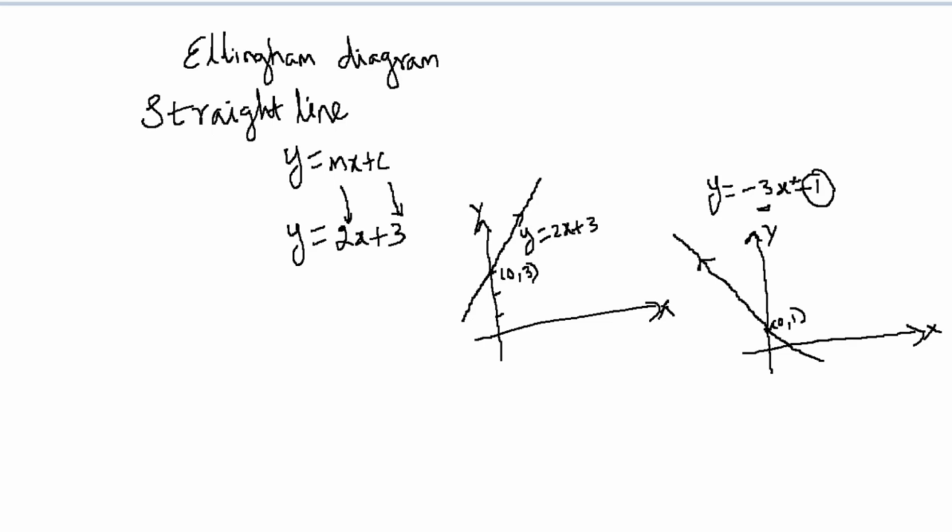A straight line can be written in many forms. Now we have taken only the y equals mx plus c form. The straight line can also be written in another form, x by a plus y by b equals 1, where a is the x-intercept and b is the y-intercept. The x-intercept is the point where the line cuts the x-axis, and the y-intercept is the point where the line cuts the y-axis. For example, if this is the equation of the line, x by 3 plus y by 2 equals 1, how shall we draw?